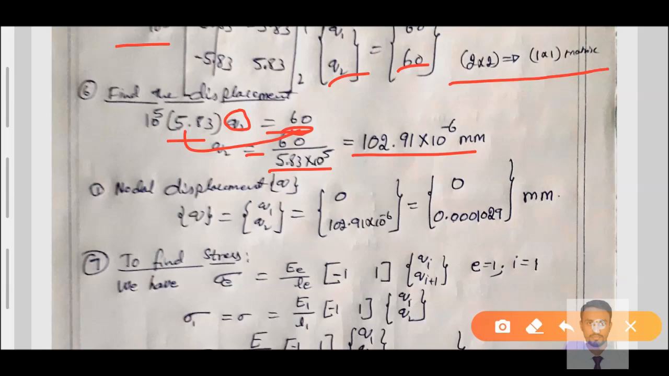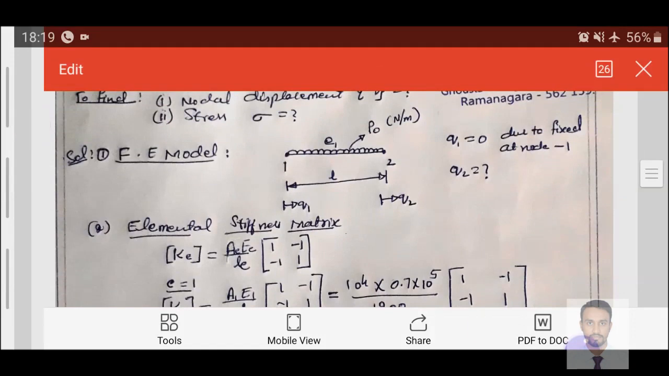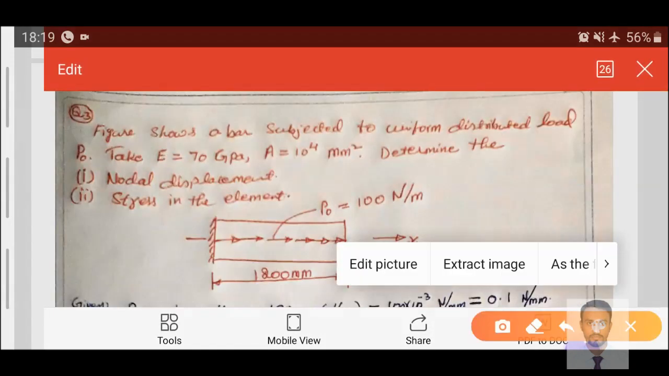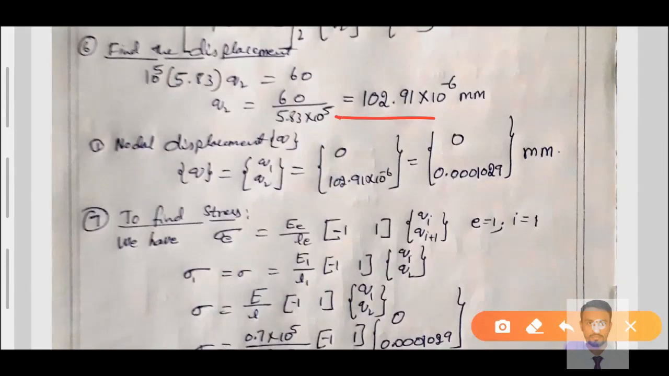The displacement at the free end, at this node, due to application of a distributed load in the given bar element, is 102.91 into 10 to the power of 6. Now we have the displacement vector. First, we have found q equals q1, q2. q1 equals 0, and q2 equals this. I have just removed 10 to the power of 6. Then this value is 0.001029 mm.